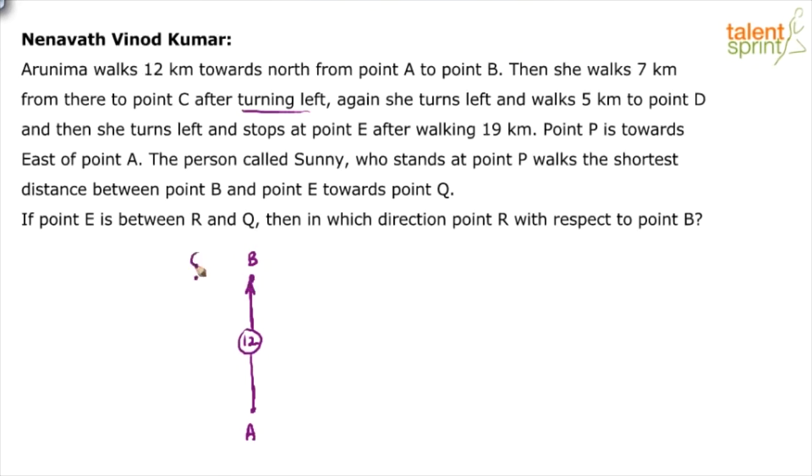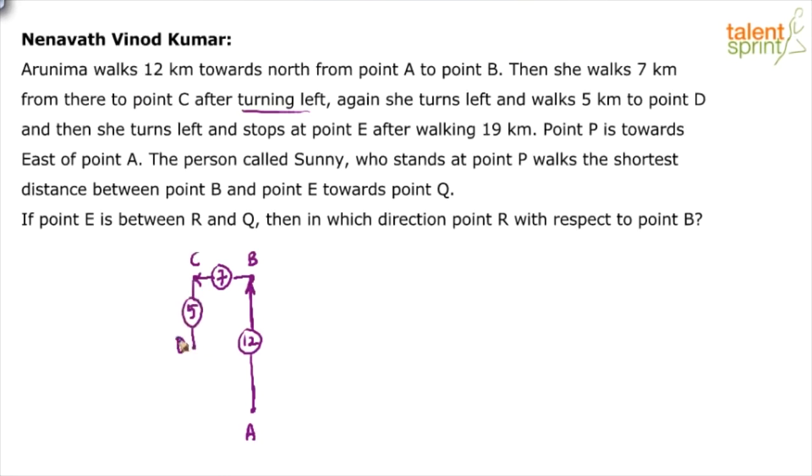She reaches point C after covering 7 kilometers. Again she turns left. Now she is in this direction at point C. When a person is going towards west, left would mean towards the south. Visualize, assume that you are in this position. So again she turns left and walks 5 kilometers to point D.